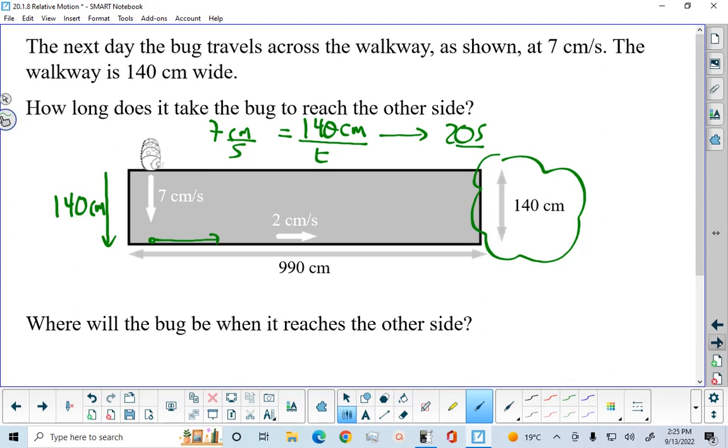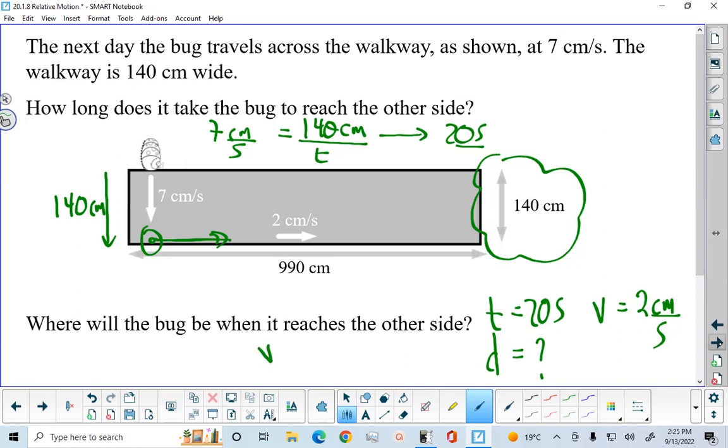So in that whole 20 seconds, the walkway has been moving to the right with a speed of 2 centimeters per second. That means the bug will now be moved to the right. And it isn't that the bug moved from where it is in the diagram to this place and then moved this way. It's happening at the same time.